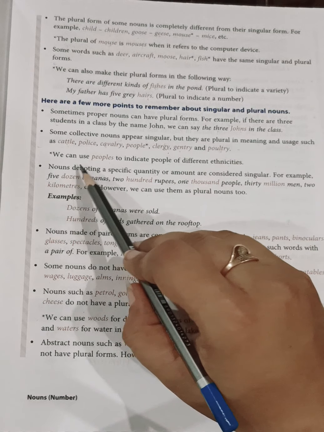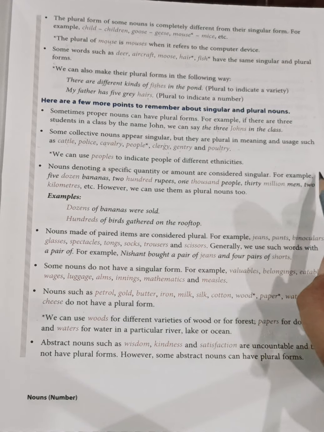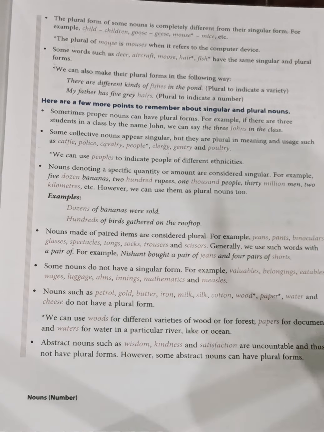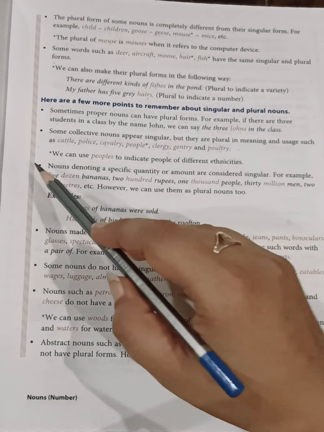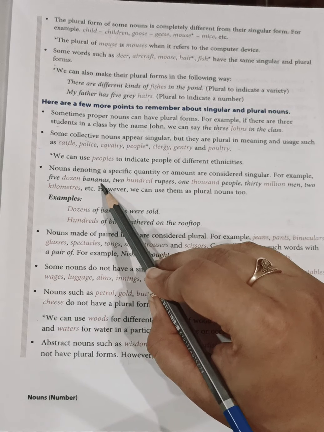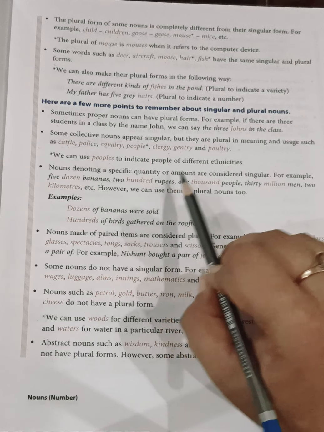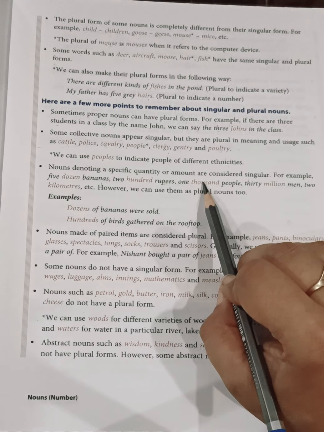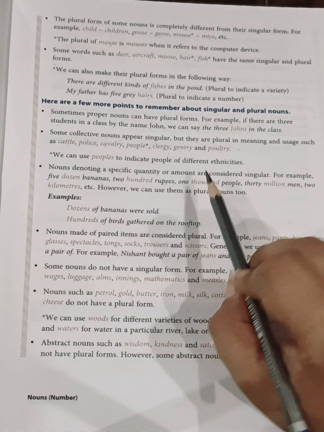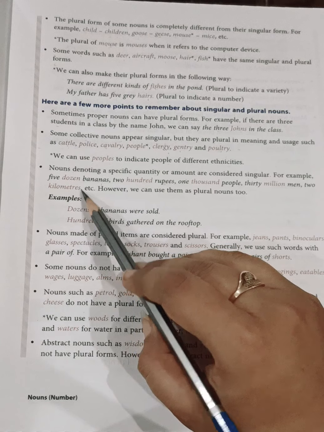Next, nouns denoting a specific quantity or amount are considered singular. For example, 5 dozen. Now, dozen itself has 12 units in it, but it is considered to be singular. 5 dozen bananas. 100 rupees. 1000 people. Now the meaning of this is plural but it appears to be singular. 30 million man. 2 kilometers, etc.